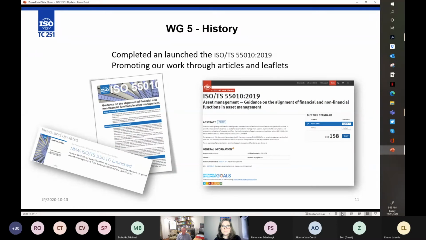Working Group 5, so their key products. This is the finance group. They issued this document, which I did. There were some publications on the asset management website when we did this. So this is a guidance document on the alignment of financial and non-financial functions in asset management.